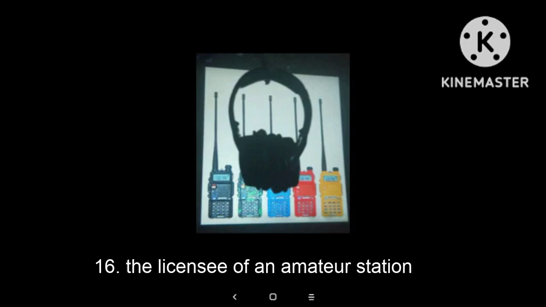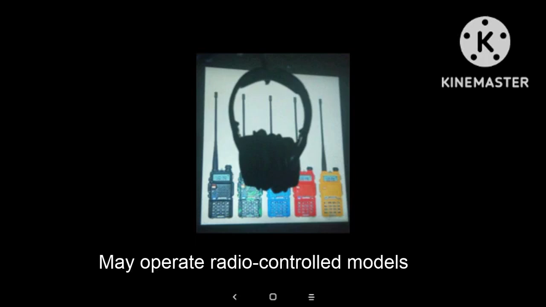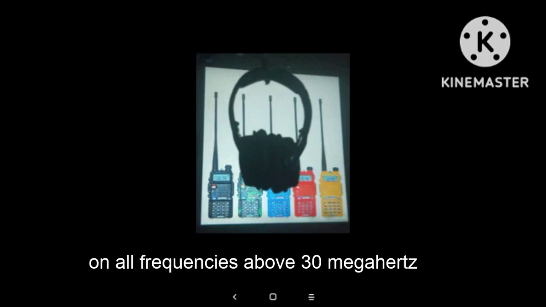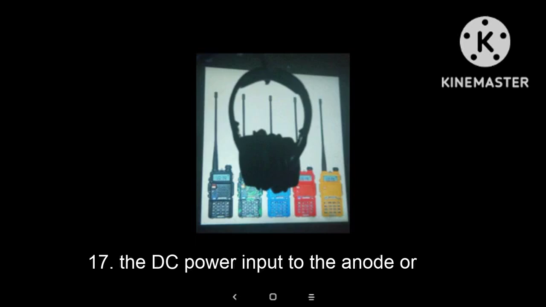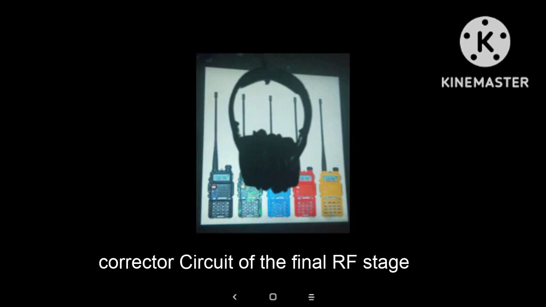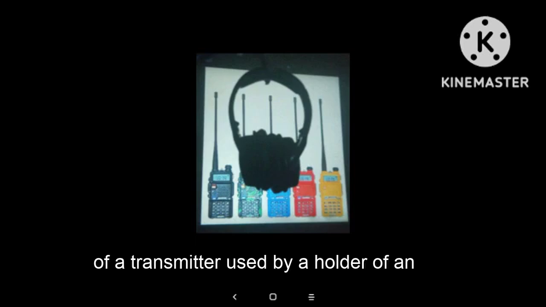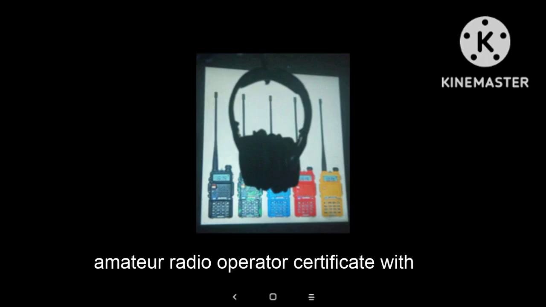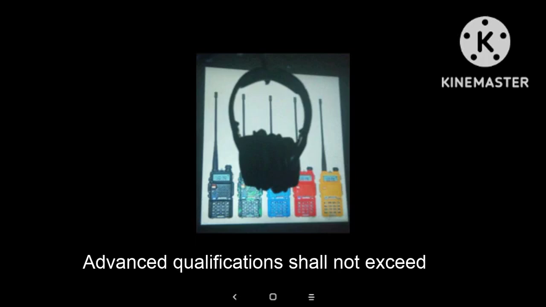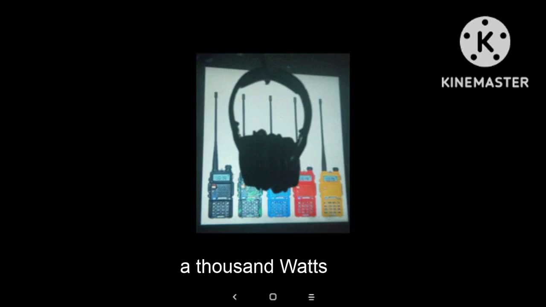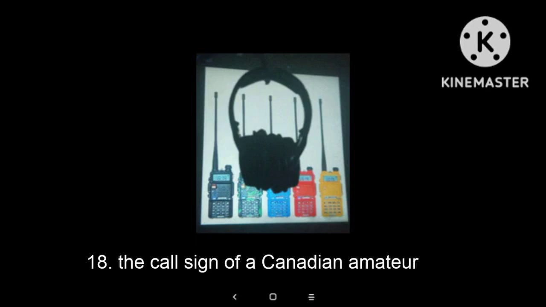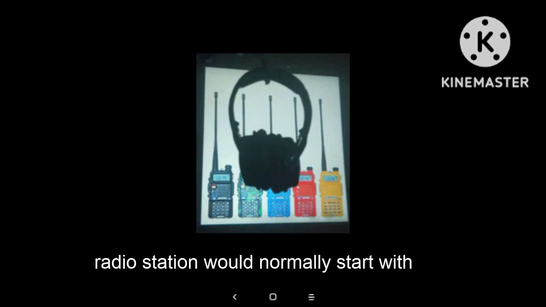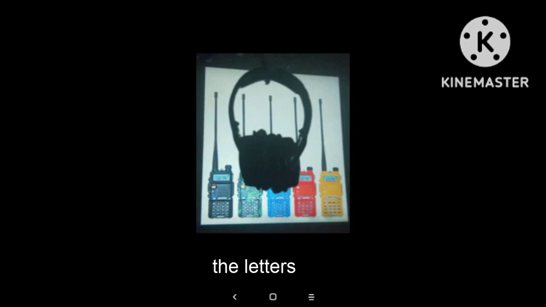16. The licensee of an amateur station may operate radio-controlled models on all frequencies above 30 MHz. 17. The DC power input to the anode or collector circuit of the final RF stage of a transmitter, used by a holder of an amateur radio operator certificate with advanced qualifications, shall not exceed 1,000 watts. 18. The call sign of a Canadian amateur radio station would normally start with the letters VA, VE, VO, or VY.